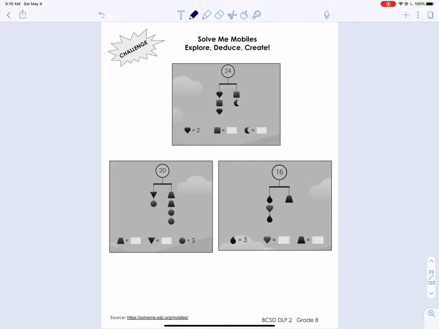All right, so these are really cool. And I'm just going to give you a couple hints to start off, but I want you to really think about how we can figure out the values of each of these different shapes. Okay, so I'm not going to give away too much, but let's take a look at the first one. So this is a balance. So it's a string, okay, and it's balanced. You can see that the string is connected right in the middle of that bar, okay?